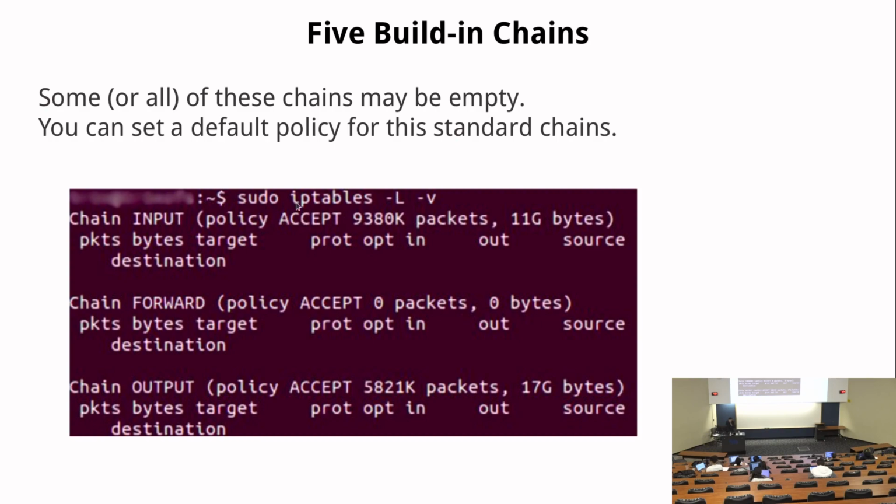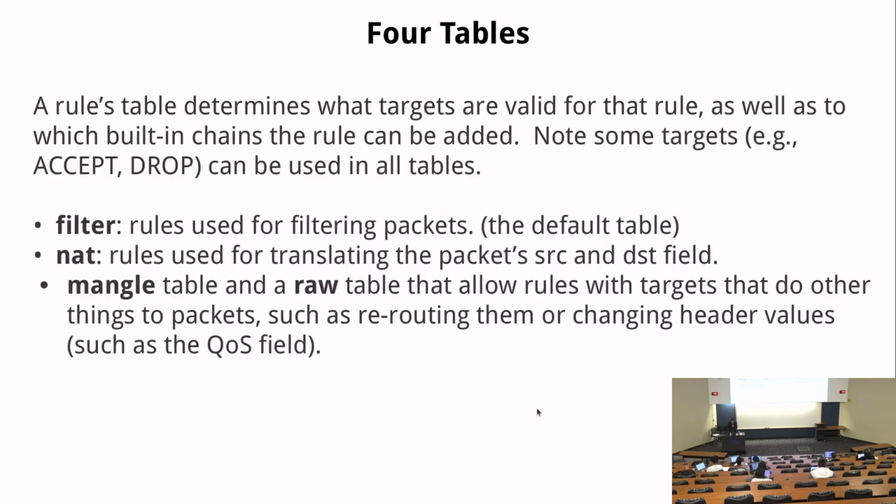This is basically the command to say how many packets we have processed at each chain. You can see in this example, we already accepted this many packets and this amount of data, and we didn't forward anything. So probably in this case, this computer is not acting as a router. It's just a regular edge device. Then for the output part, the policy allows us to send this much data out. So those are the information.